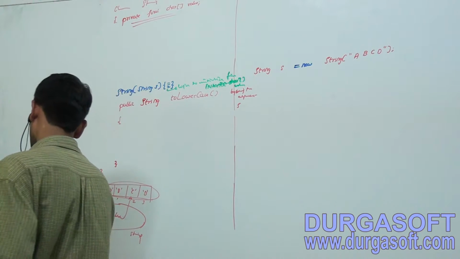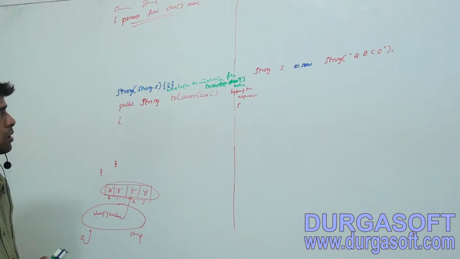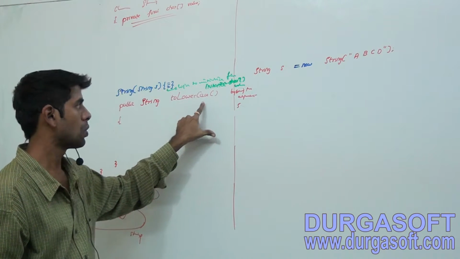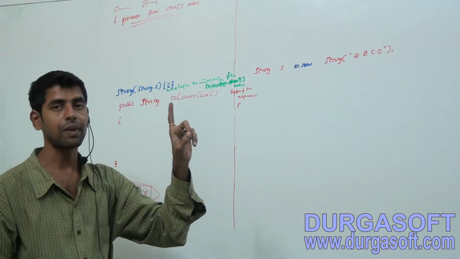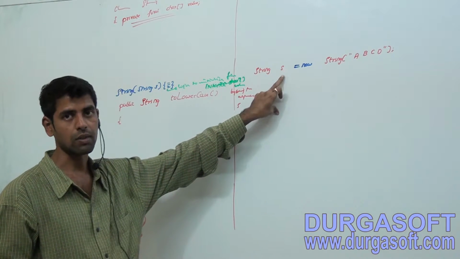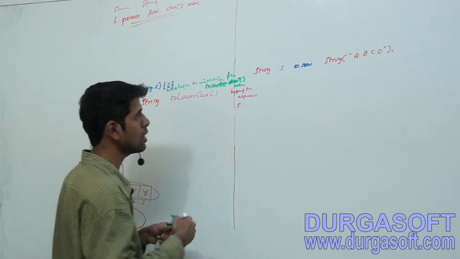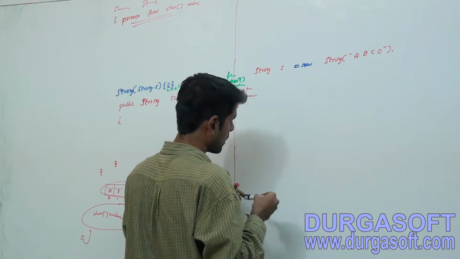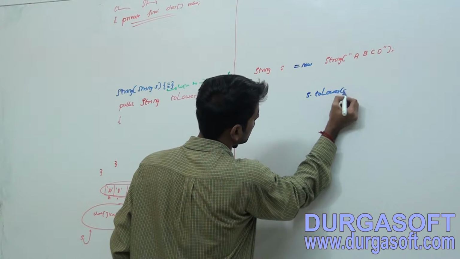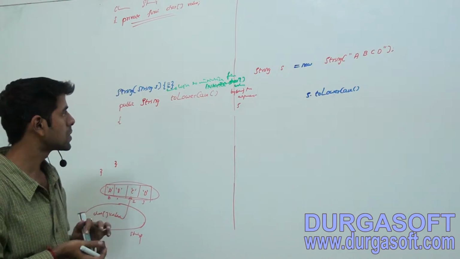Now observe this part. Can I call s dot toLowerCase method? Yes, I can call, because s type is what? String. So on this reference variable I can call toLowerCase method. Observe here, s dot toLowerCase method.